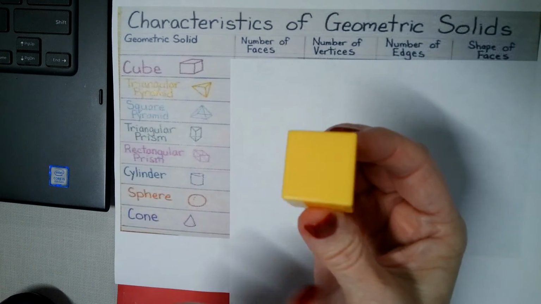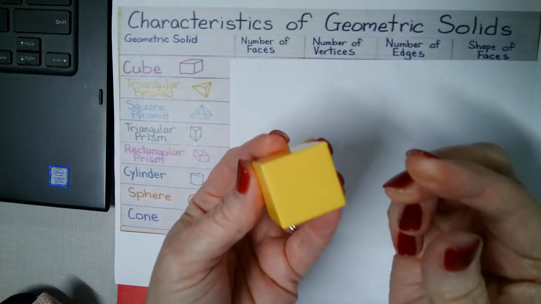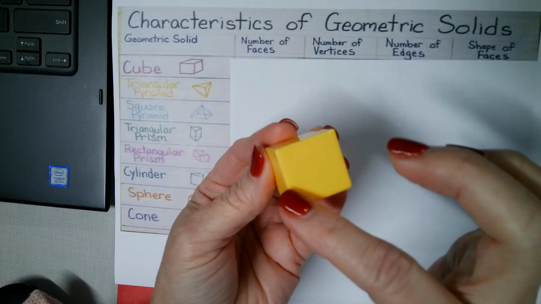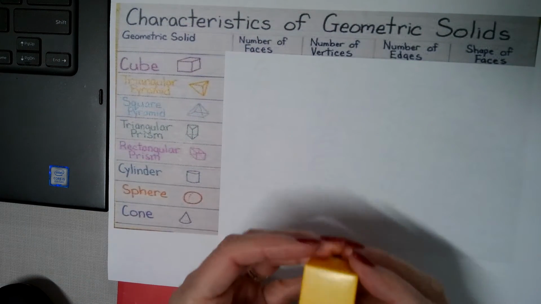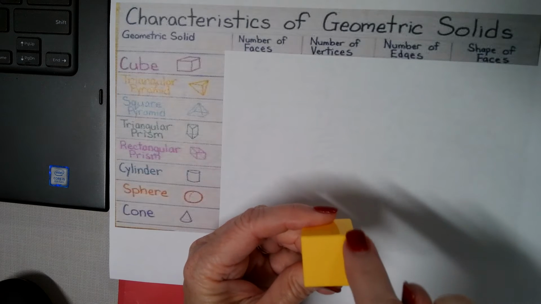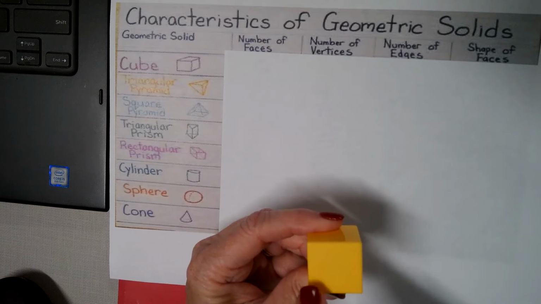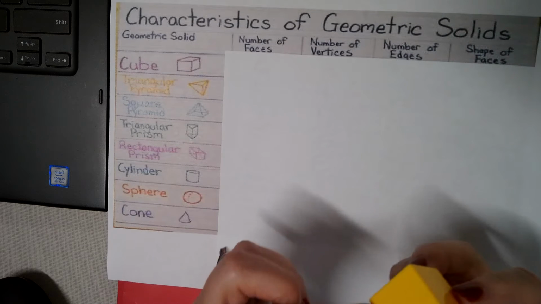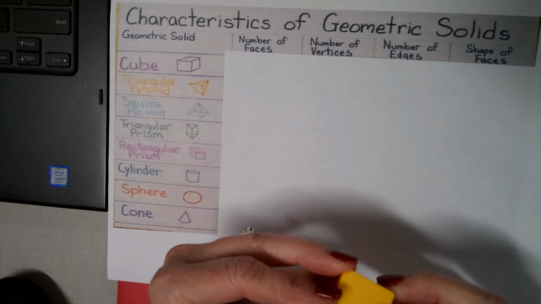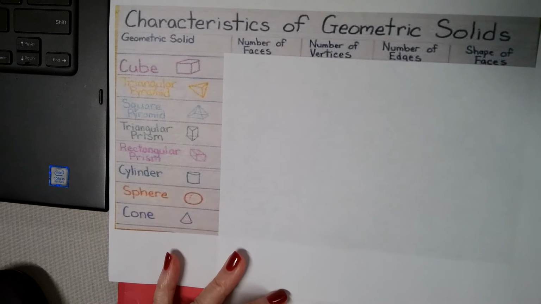Vertices, remember, are my corners. 1, 2, 3, 4 on this side, and then I have to turn it over. 1, 2, 3, 4. So it has 8 vertices. Edges, they're a little trickier. Edges are the lines that help make each side. So I count the lines. 1, 2, 3, 4. If I do this side, 5, 6, 7, 8. And then I have to do the middle, 9, 10, 11, 12. So it has 12 edges.